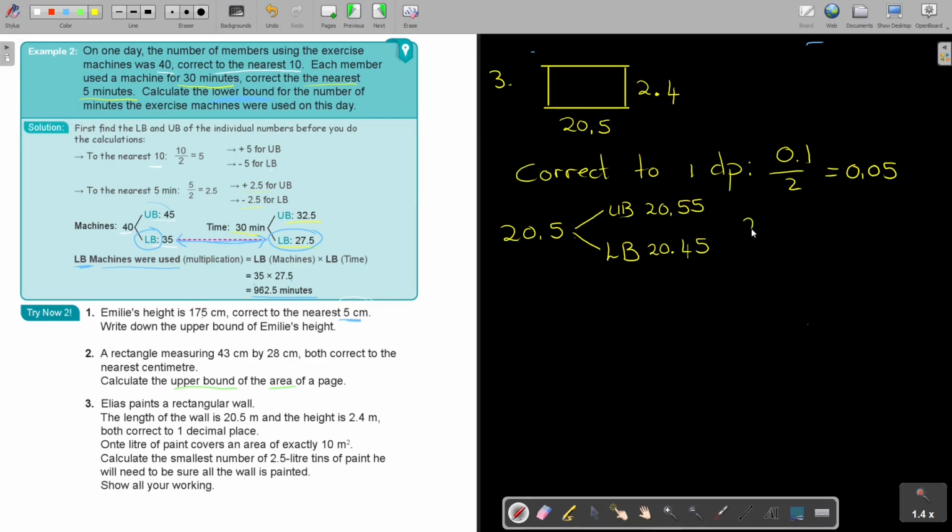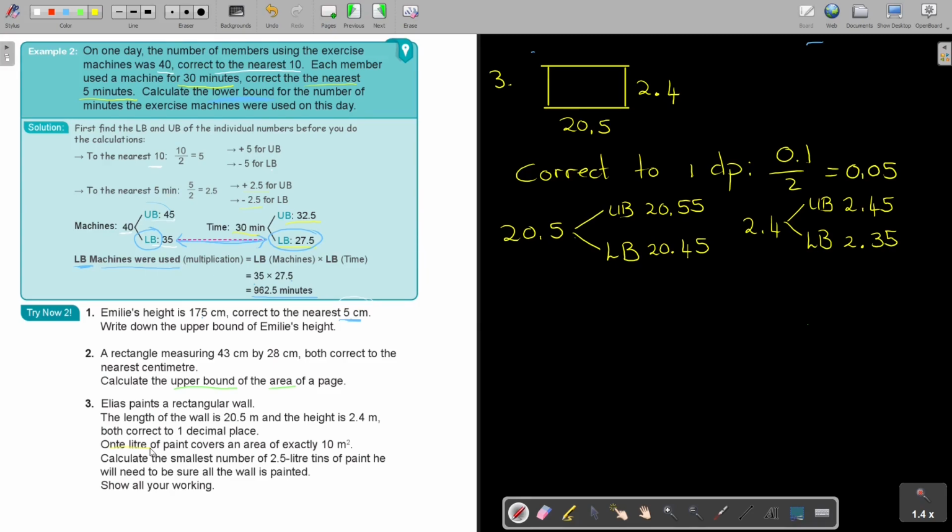And then it's 2.4, and then the upper bound and the lower bound: it's 2.45 and it's 2.35. Okay, now let's go on. Both correct, so I have all my values.